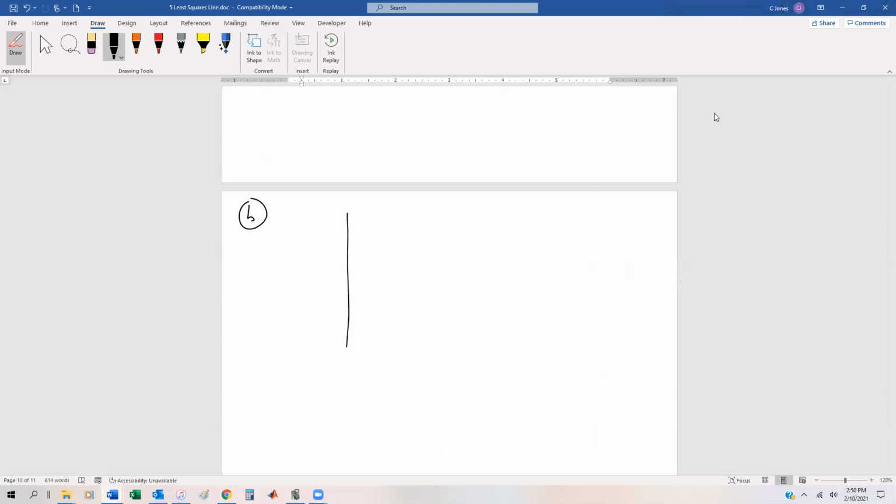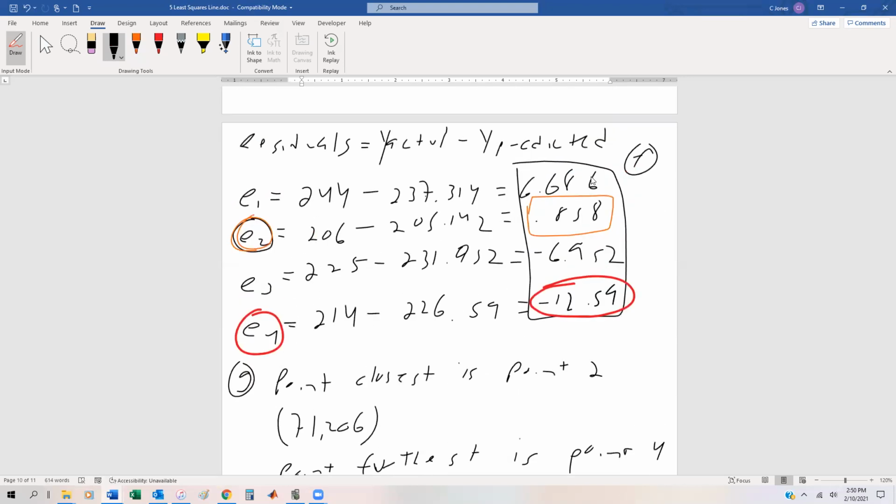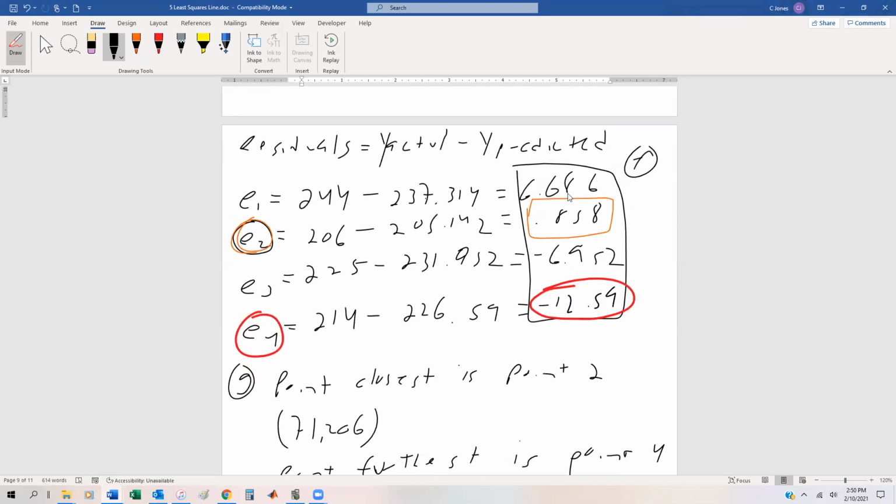Now for our residual plot, we have 0 right in the middle, and we're just going to have the residuals. So we have E1, E2, E3, and E4. And this is 0. And let's call this 6. Let's call this negative 6. And let's call this 12. And let's call this negative 12. And we're just going to go back up. And you recall the residuals are right here. So positive 6.686. And then negative 6.952, etc. And all we're going to do is plug those directly in.